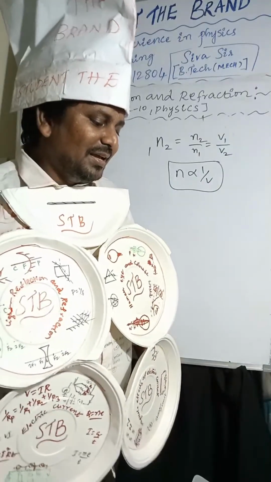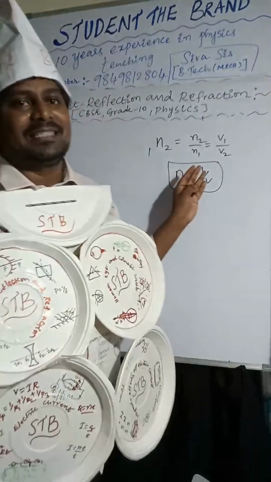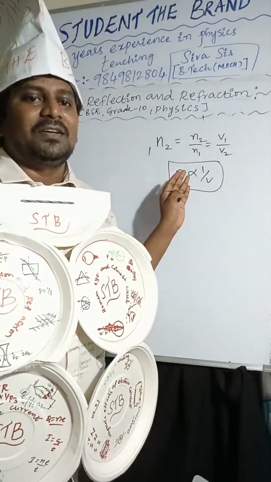Okay, so N is inversely proportional to velocity.